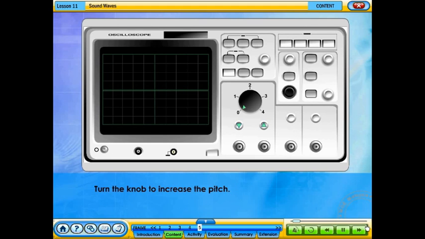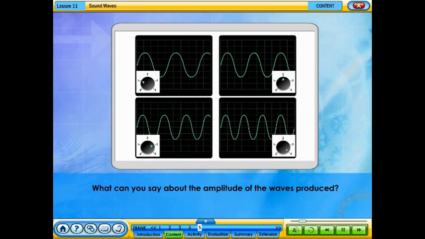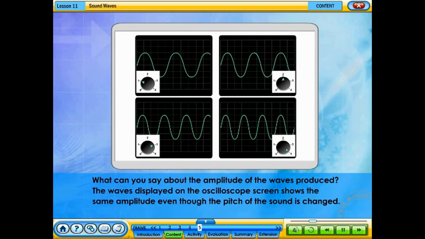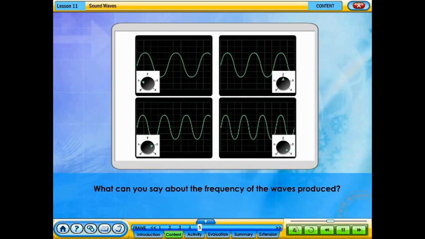Turn the knob to increase the pitch. What can you say about the amplitude of the waves produced? The waves displayed on the oscilloscope screen shows the same amplitude even though the pitch of the sound is changed. What can you say about the frequency of the waves produced?